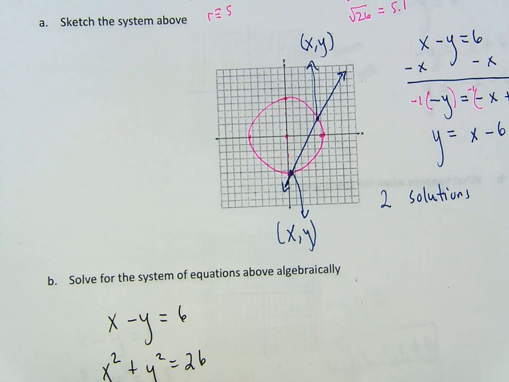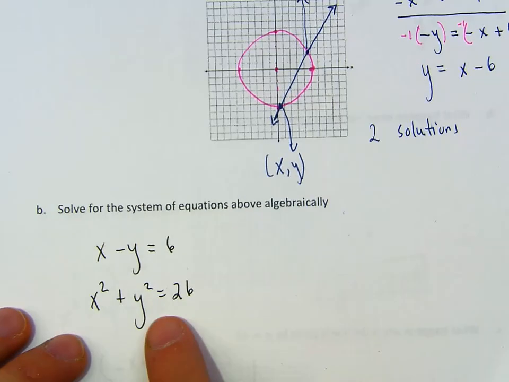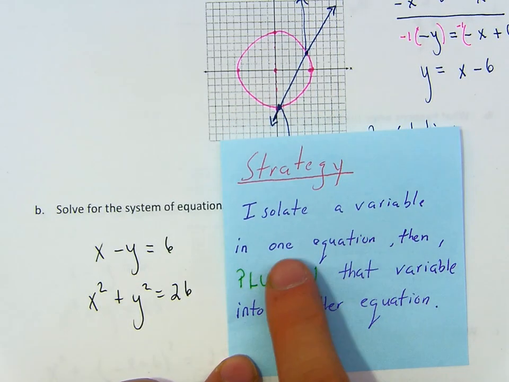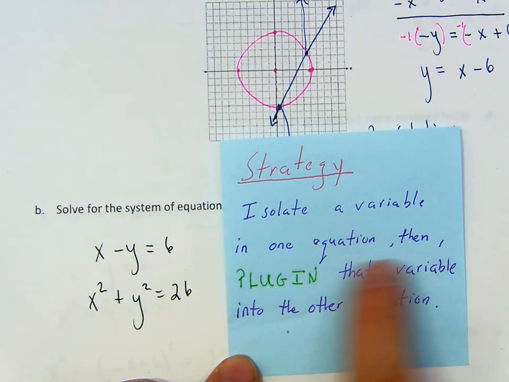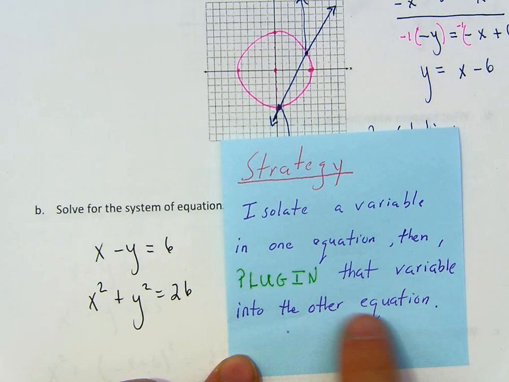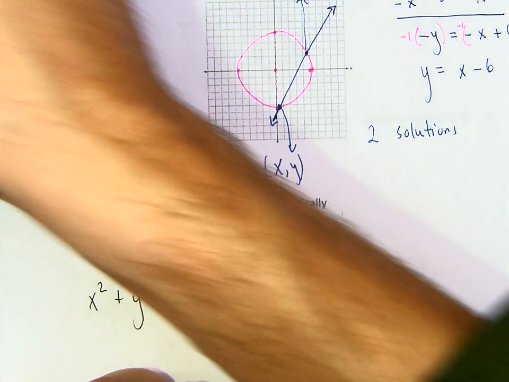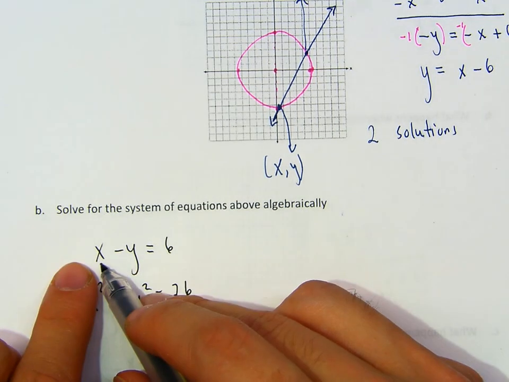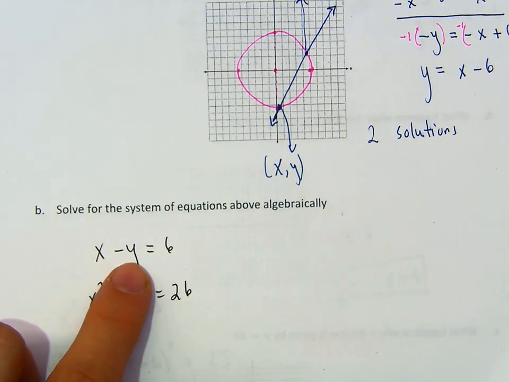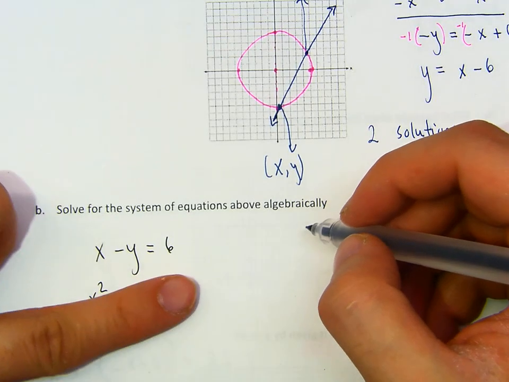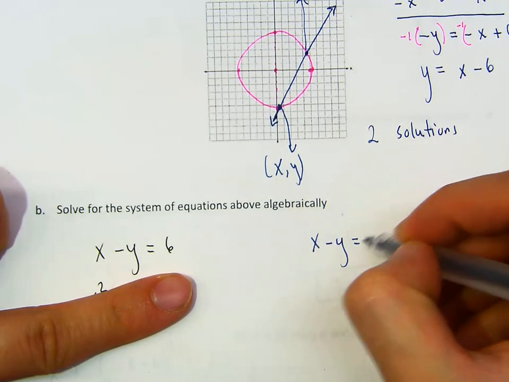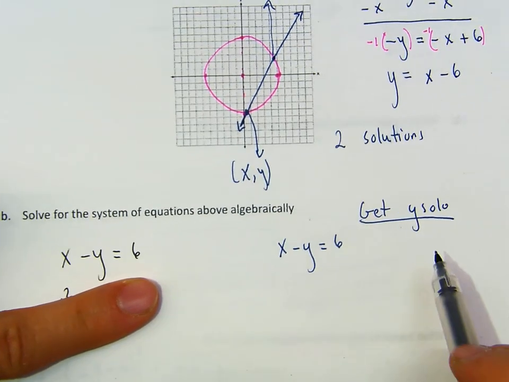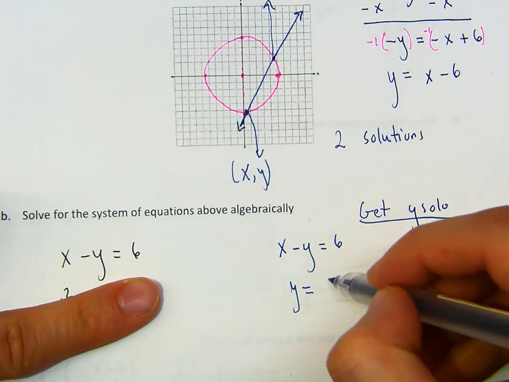How do you actually solve for this system of equation? The general idea is isolate a variable in one equation, then plug that variable into the other equation. So what do I mean by here? I usually solve for x, and I get y by itself. So here, what am I talking about? Let's say if I have x minus y equals 6. All right, let's get y solo. Well, we already got y solo, right? What is y? y is x minus 6.